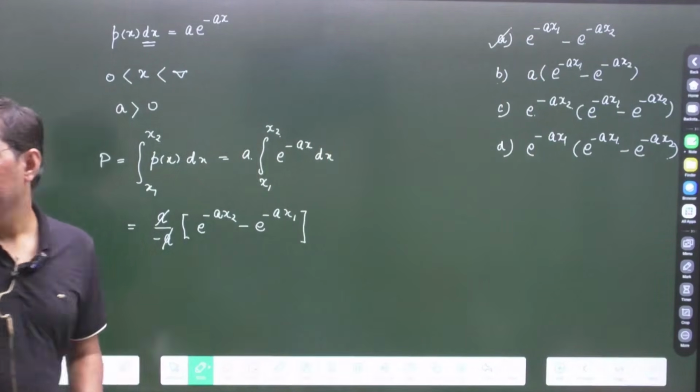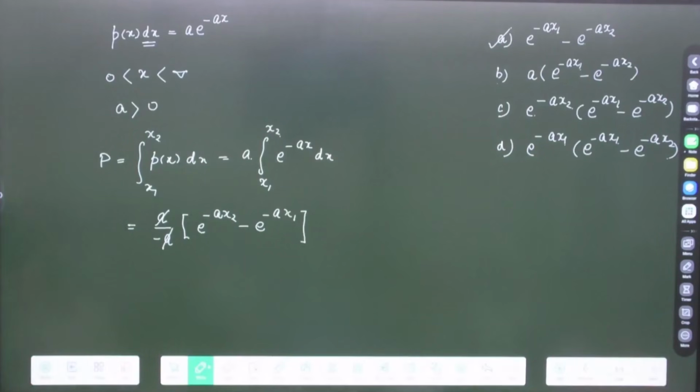So they have given you the probability between x and x plus dx, so that is in that infinitesimal region. Now you have to find the probability from x1 to x2. So just integrate this. Next question.